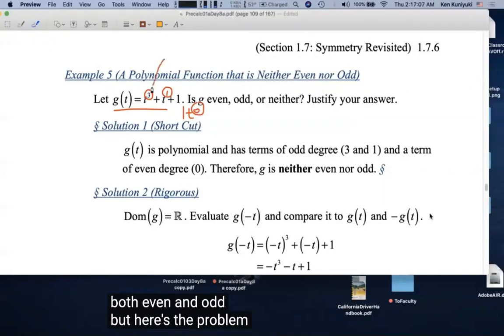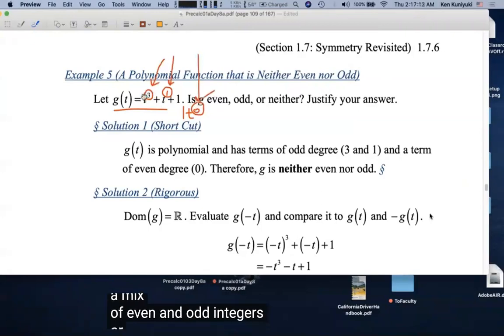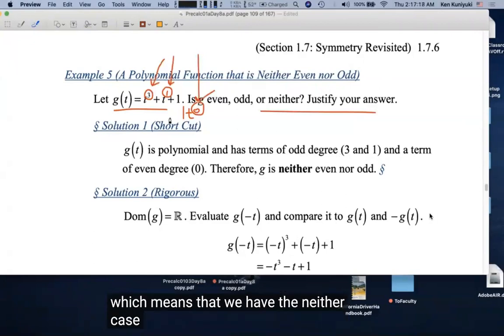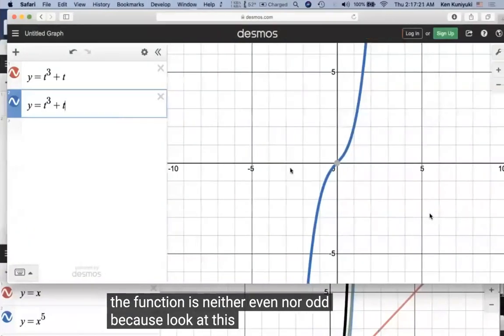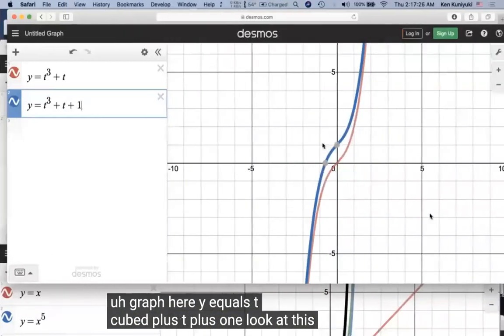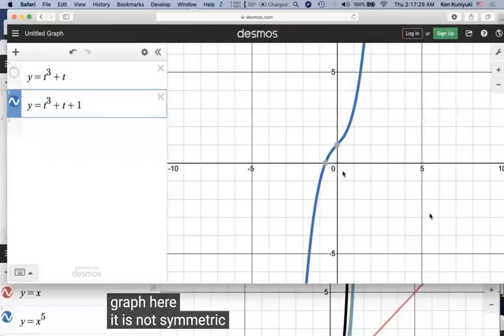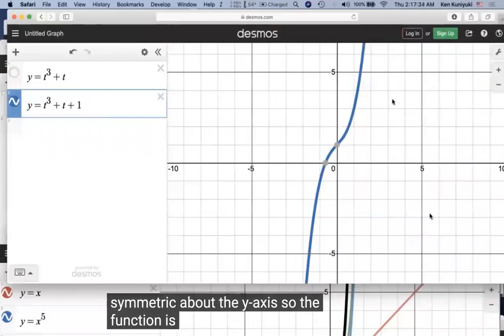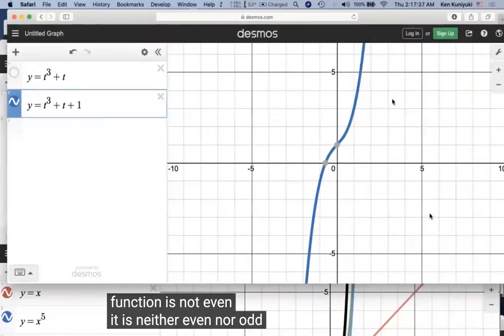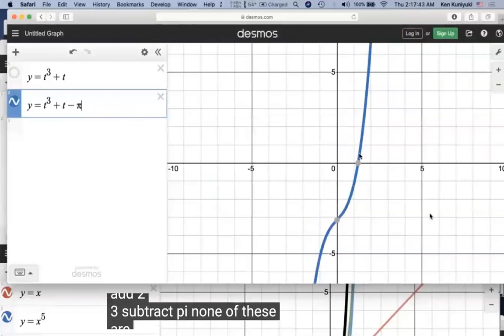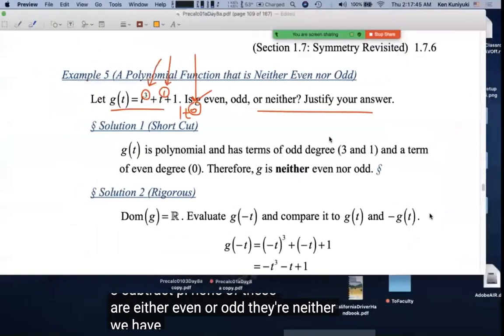But here's the problem. The exponents are a mix of even and odd integers, which means that we have the neither case. The function is neither even nor odd, because look at this graph here. Y equals t cubed plus t plus 1. Look at this blue graph here. It is not symmetric about the origin, so the function is not odd, and it's not symmetric about the y-axis, so the function is not even. It is neither even nor odd. If you try to add 2, 3, subtract pi, none of these are either even or odd. They're neither. We have the neither case.